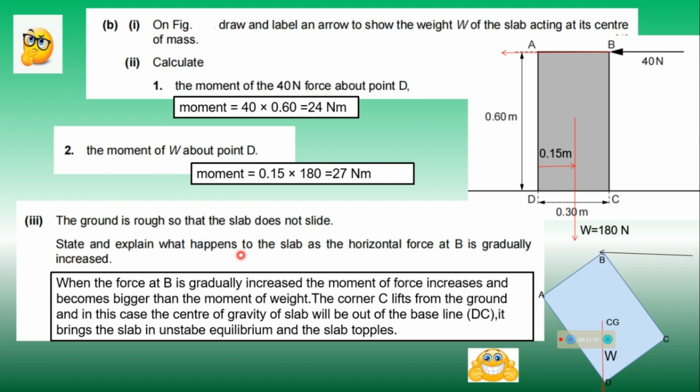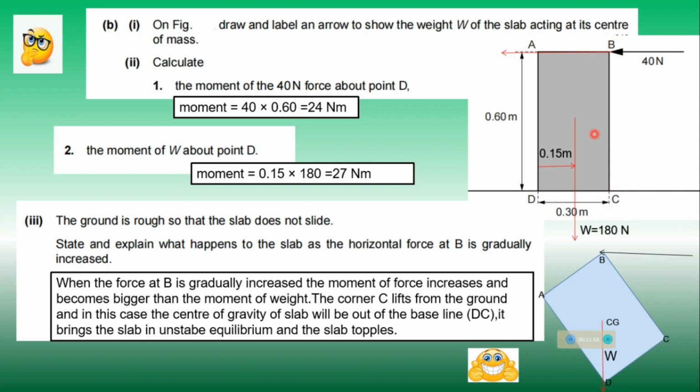The ground is rough so that the slab does not slide. State and explain what happens to the slab as the horizontal force at B is gradually increased. When the force at B is gradually increased, the moment of the force increases and becomes bigger than the moment of weight. The corner C lifts.